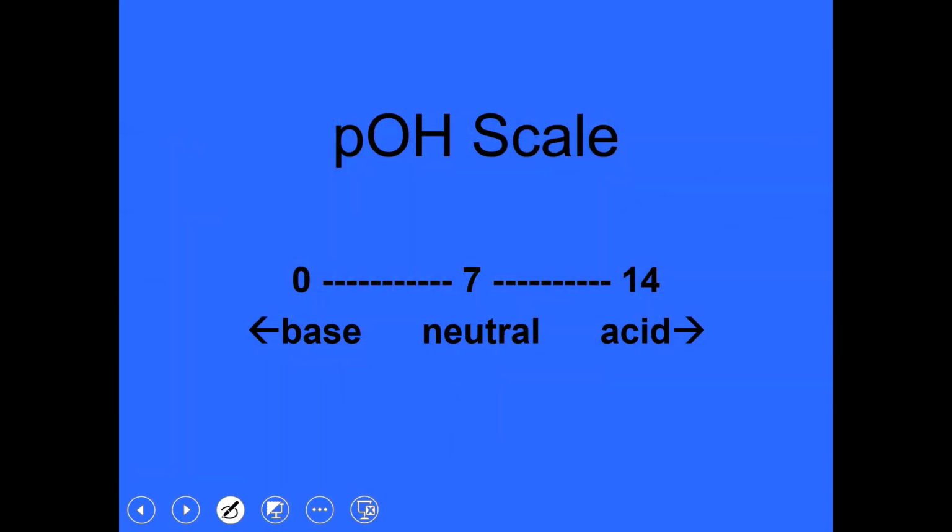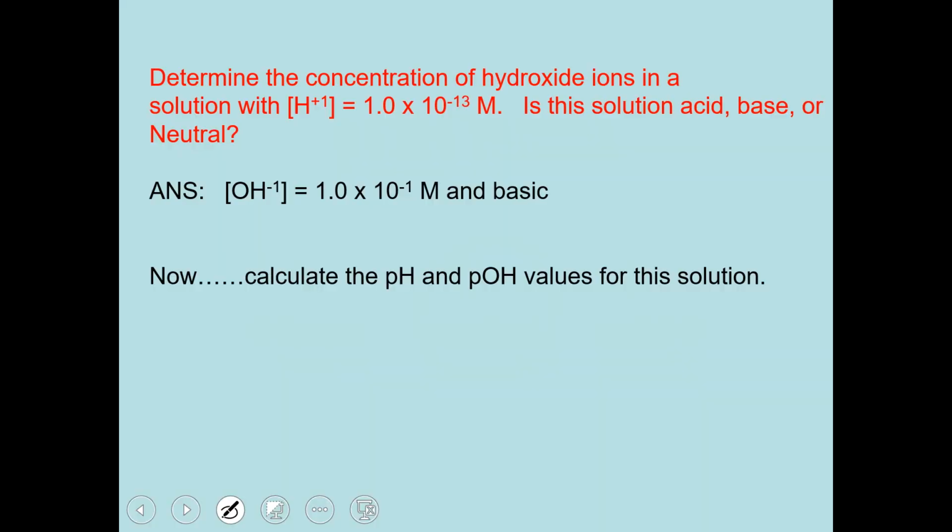But just like there's the pH scale, there's the pOH scale. In this one, 7 is still neutral, but now the high numbers are acid and the low numbers are base. So it is the reverse of the pH scale. We already did this problem in red. We calculated the concentration of the hydroxide, and we said that it was a base, or basic. Now, let's calculate pH and pOH values for this solution.